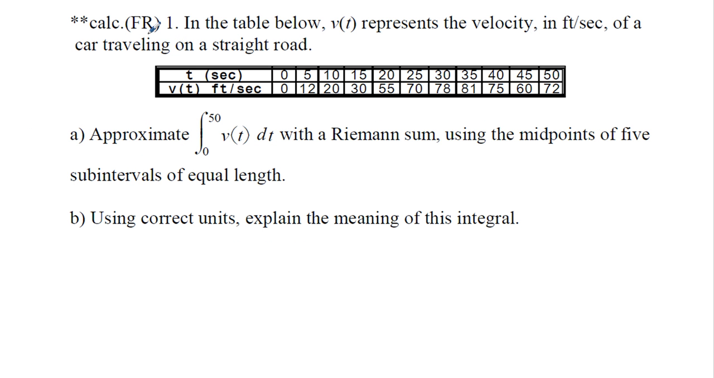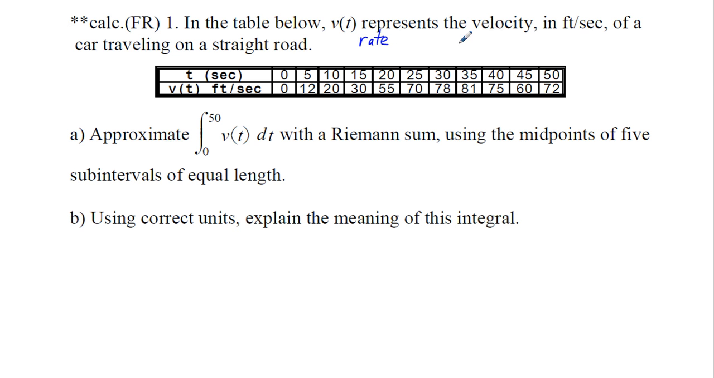The first one we're going to look at here is a calculator free response problem from an earlier AP test. In the table below, v of t represents velocity in feet per second, which is what we call a rate, of a car traveling on a straight road. And we have a table with values, and it says, A, approximate the integral from 0 to 50 of v of t dt with a Riemann sum using the midpoints of 5 subintervals of equal length.